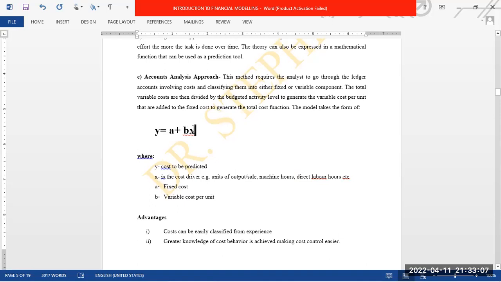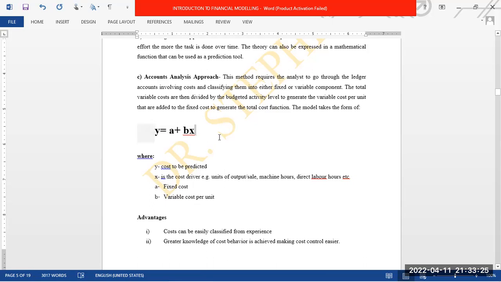So y is equal to a plus bx, where y is the cost to be predicted, x is the cost driver, e.g. the unit of output, stock, sale, machine hour, direct labor hour, etc. Then a is a fixed cost, and b is the variable cost per unit.